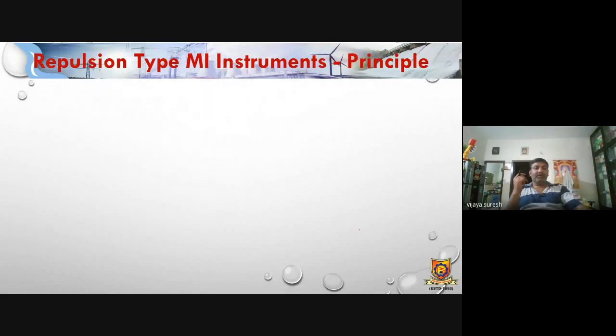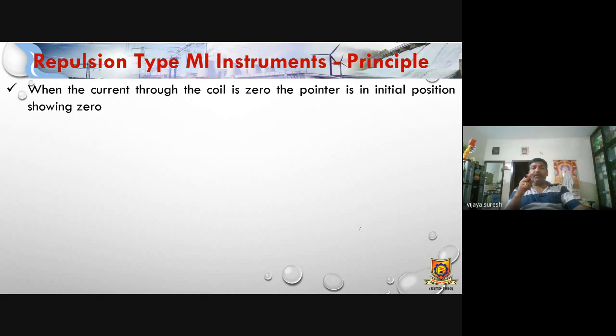When the current flowing through the coil is zero, the pointer is at the initial position, representing zero deflection.